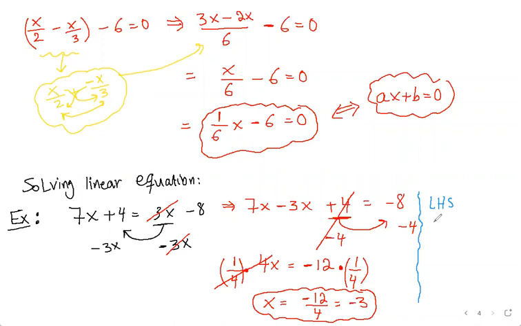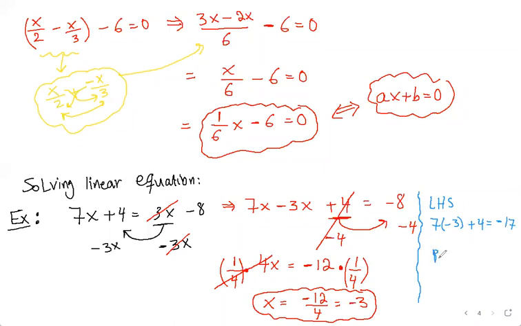So I have to plug the negative 3 in for the variable x. 7 times minus 3 plus 4. What is the answer? Negative 21 plus 4, negative 17.